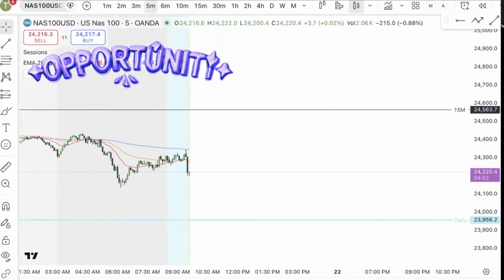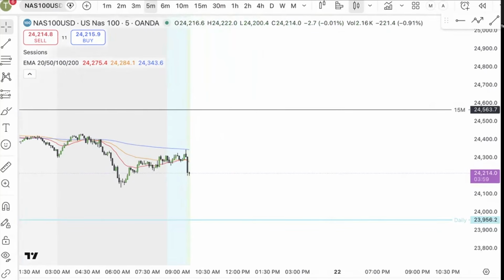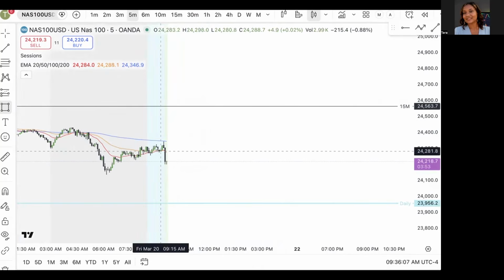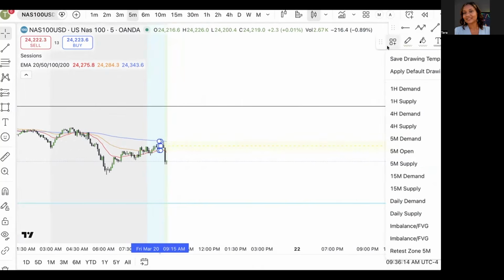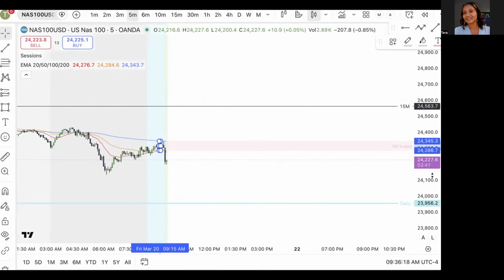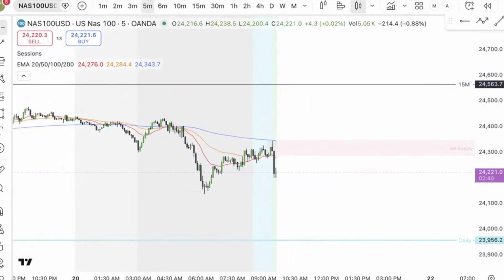So when price comes back to this supply area, we're going to watch to see what the market does. Okay, and we can go ahead and create our supply zone. Go ahead and create our 5-minute supply. Now we're going to wait to see if price comes back up into the supply zone. And setting an alert is a good idea. You could go ahead and set an alert right below that 5-minute supply so that you'll be notified if price does come back to that level.